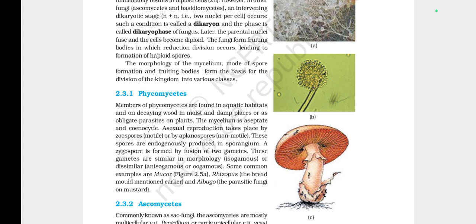Members of Phycomycetes are found in aquatic habitats and on decaying wood in moist, damp places. We also call them algal fungi. Some are obligate parasites. The mycelium is aseptate and coenocytic. Asexual reproduction takes place through zoospores or aplanospores. These spores are endogenously produced. Zygospore is formed by fusion of two gametes. Gametes similar in morphology are isogamous, dissimilar are anisogamous or oogamous. Some common examples are Mucor and Rhizopus, and Albugo.